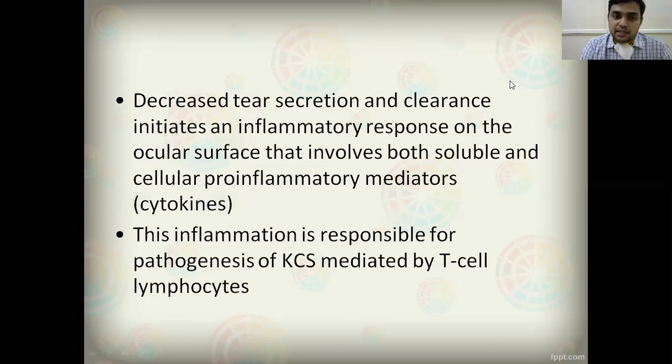There is a decreased tear secretion because of the dysfunctional lacrimal function unit. Because of decreased tear secretion, the clearance of the debris is limited, and this leads to an inflammatory response of the ocular surface that involves both soluble and cellular pro-inflammatory mediators, like cytokines. There is an activation of the T cells, and this finally leads to pathogenesis of the keratoconjunctivitis. Keratoconjunctivitis is nothing but the aqueous deficient dry eye.